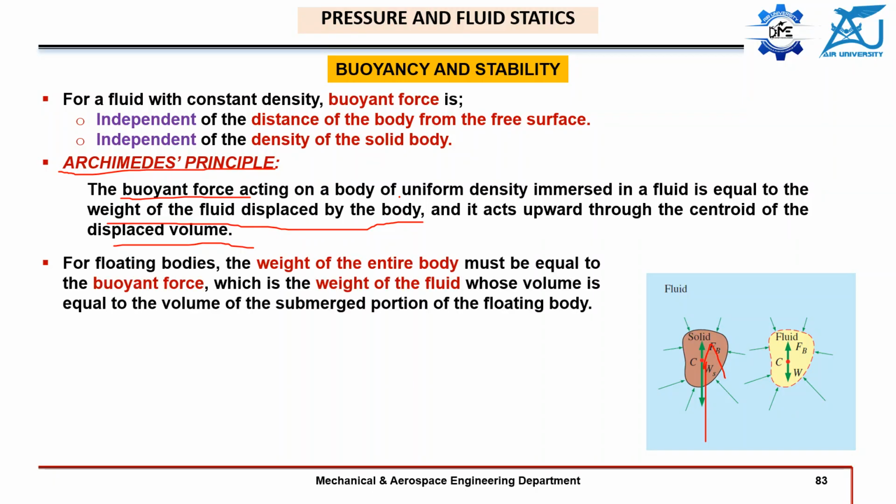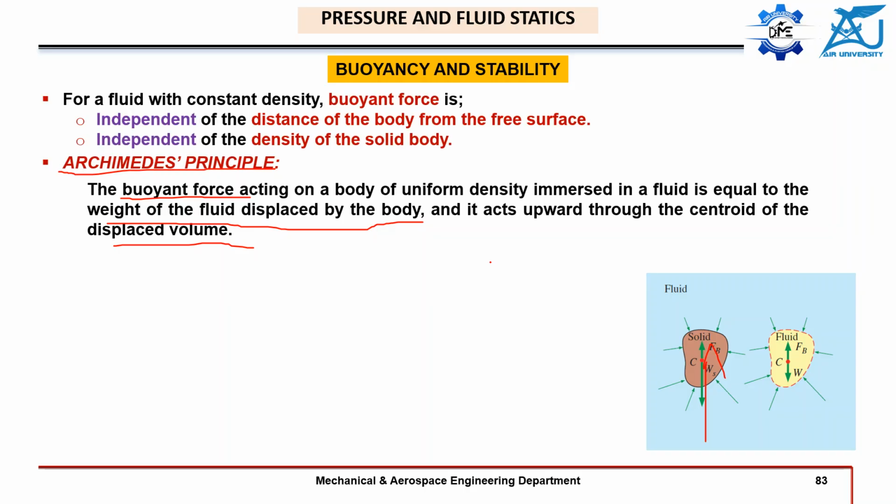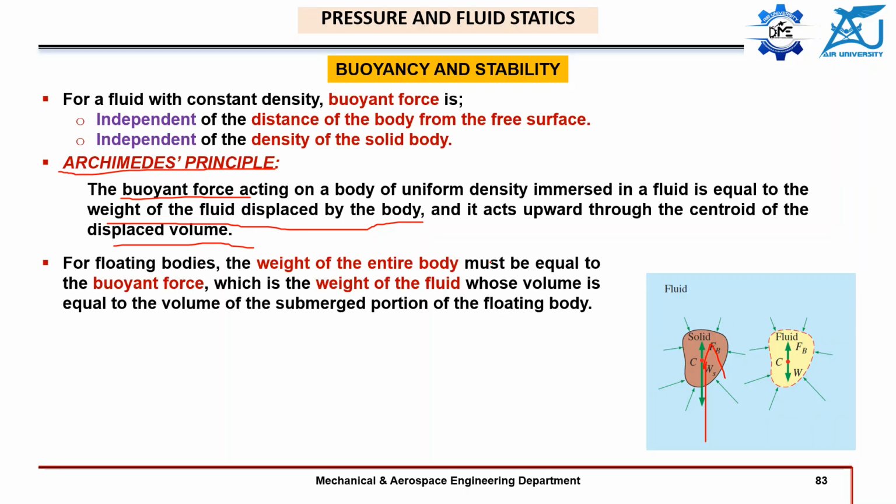Okay. So for floating bodies, the weight of the entire body must equal the buoyant force. If we change the density of the fluid, then the buoyant force will not be the same. Your fluid density changes, this means that this will change and a new buoyant force will arise. So higher denser fluid will have more buoyant force acting on the body. Okay? Yes, sir. Okay. So for floating bodies, the weight of the entire body must be equal.